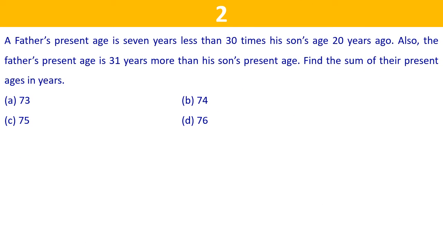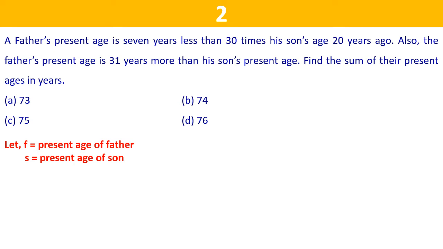A father's present age is 7 years less than 30 times his son's age 20 years ago. Also, father's present age is 31 years more than son's present age. Find the sum of their present ages in years. To start with this question, we will first assume variables. Obviously, यहाँ पर father और son दो persons दी है, तो we need to assume two variables. So let f is equal to present age of father and s is equal to present age of son.